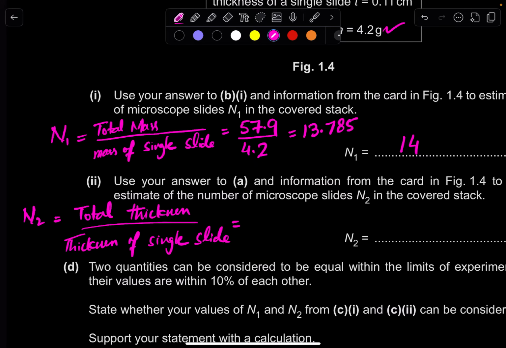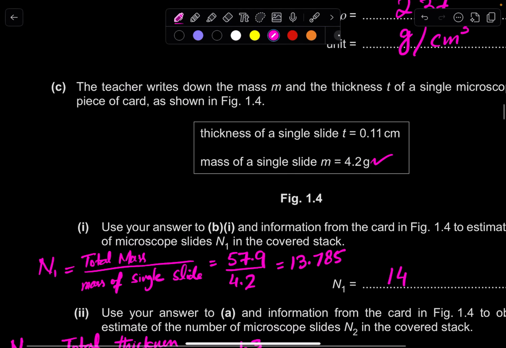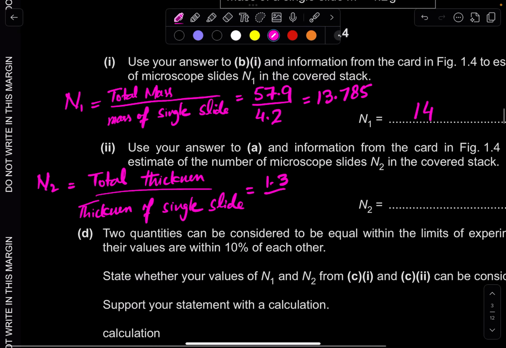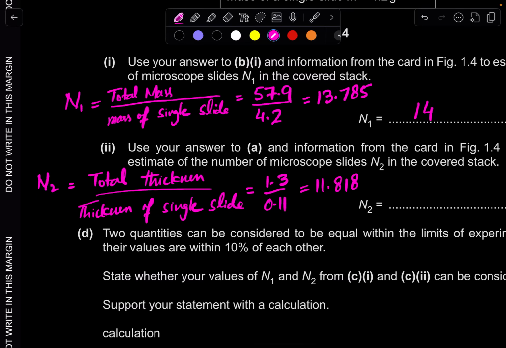Total thickness was 1.3. Single slide thickness is given here, that is 0.11. That will give us 11.818. So you can round it off to 12 or 11. I'm rounding it off to 12 because that number is more close to the 12. Okay.